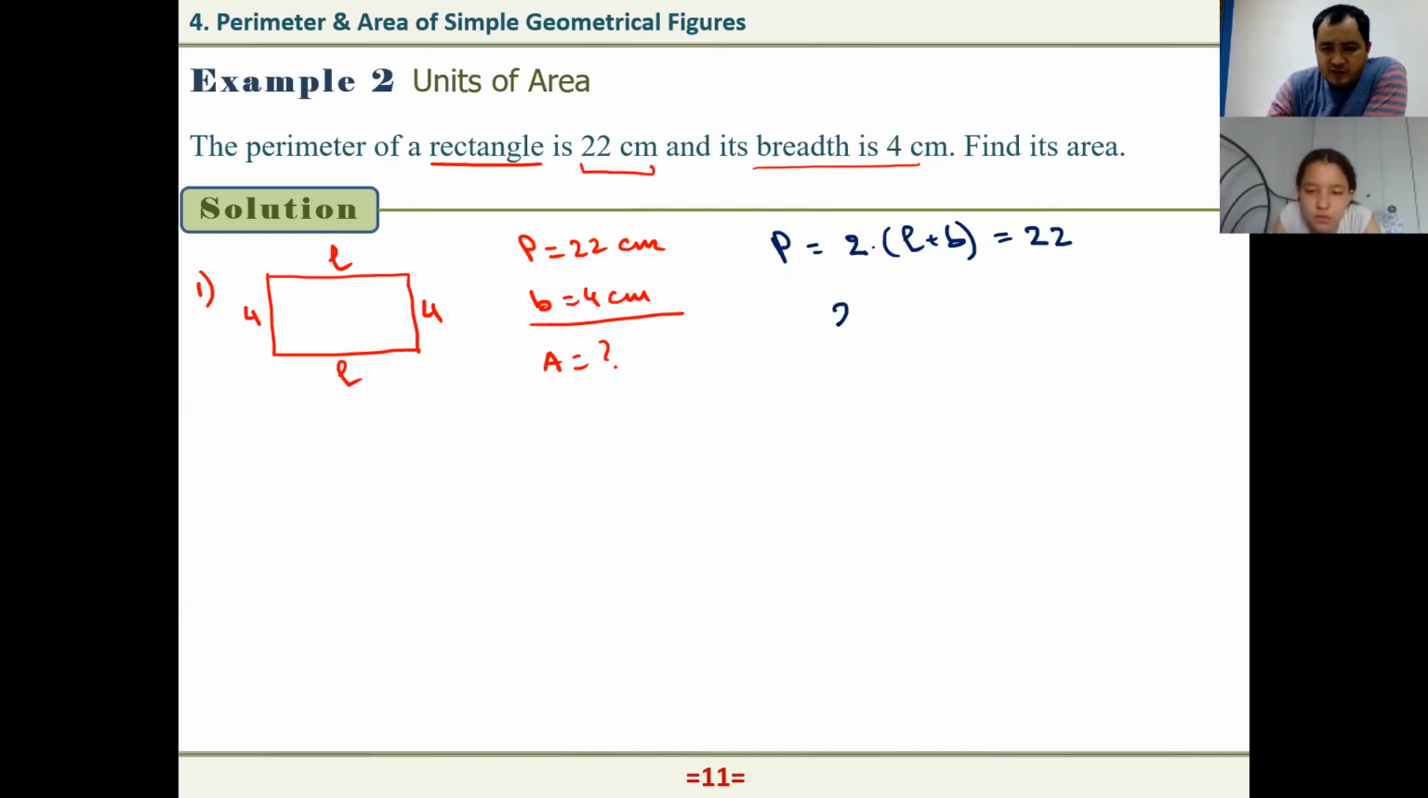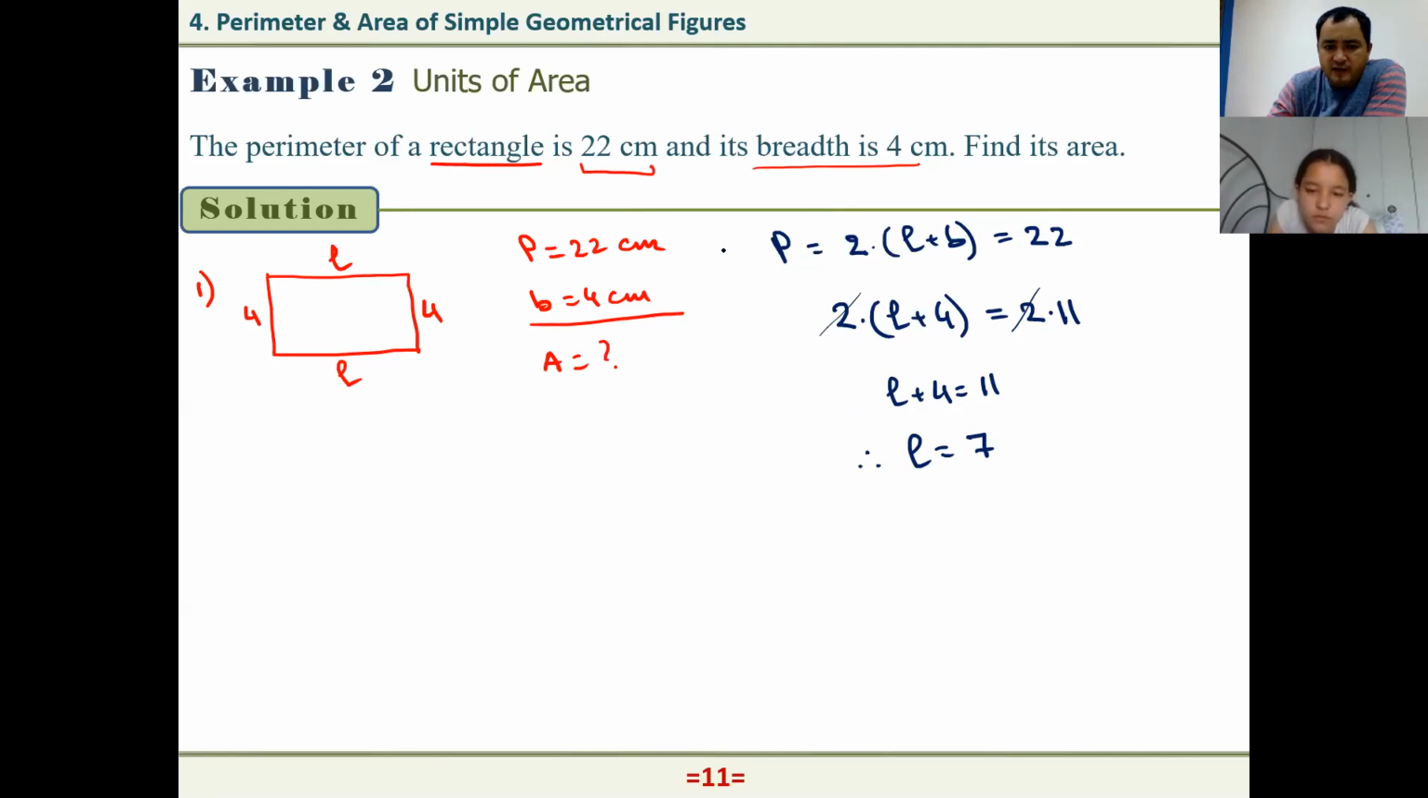So now if you substitute what is given here, 2 times length, we don't know, breadth is given as 4, and that equals 22. I can simplify this by 2. So 22, we can write it as 2 times 11, right? So now 2 times something, 2 times 11. We can cancel them out, dividing both sides by 2. So here we have L plus 4 is equal to 11. So what is L? L equals 11 minus 4. That's equal to 7, because 7 plus 4 equals 11.